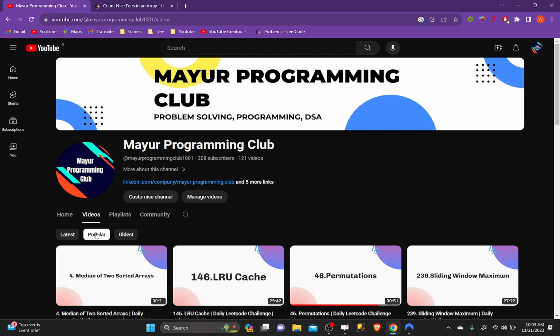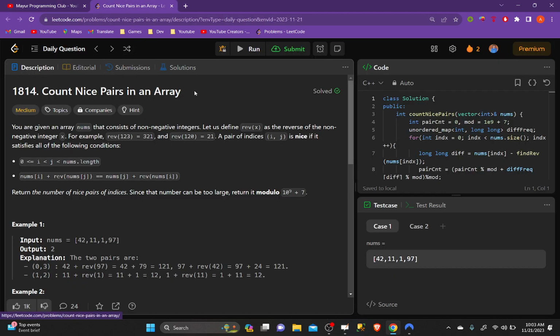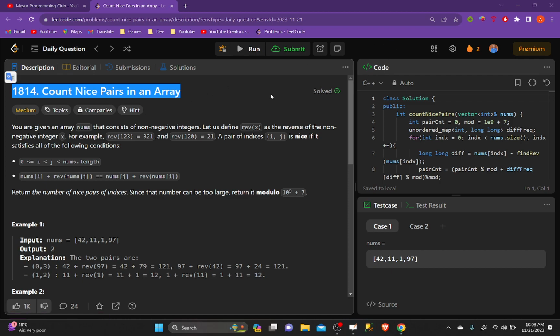Today we will be solving another daily Leetcode problem, and the problem's name is count nice pairs in an array. So you are given an array nums that consists of non-negative integers.